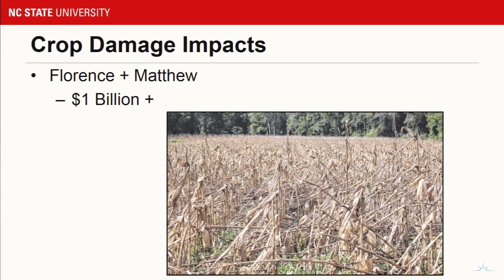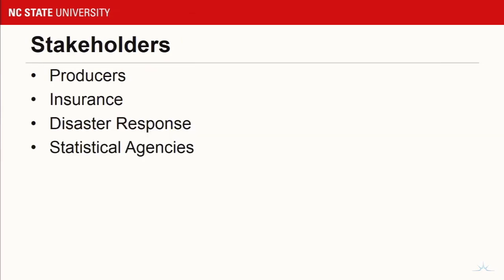With Florence and Matthew this last year, we lost over $1 billion worth of value in agricultural commodities. So we need a way to detect that. We need to catalog it, classify it in a way that makes sense.